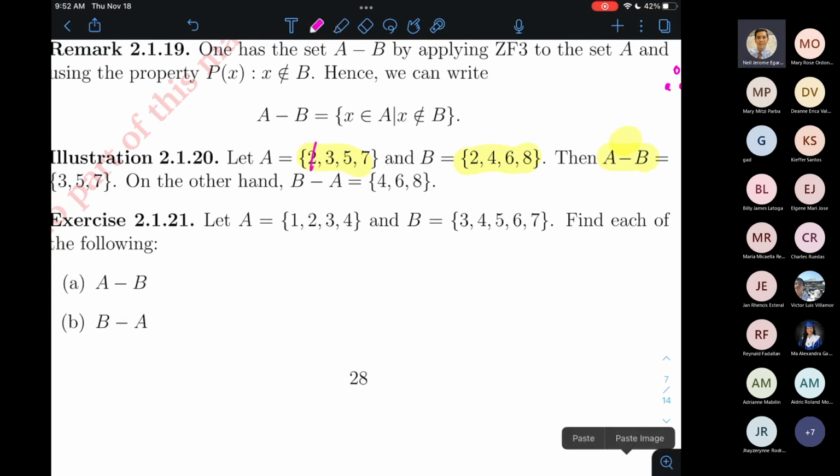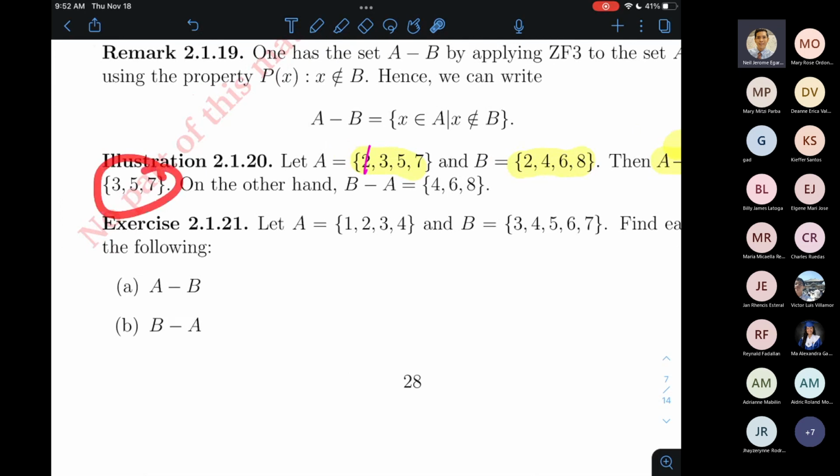So si 2, na kay set B siya. So tanggal na siya. Si 3, wala siya sa set B. So retain siya sa set difference. Si 5, wala kay B. So retain din siya. Si 7, wala kay B. So retain din siya. So A minus B then is the set containing 3, 5, and 7.